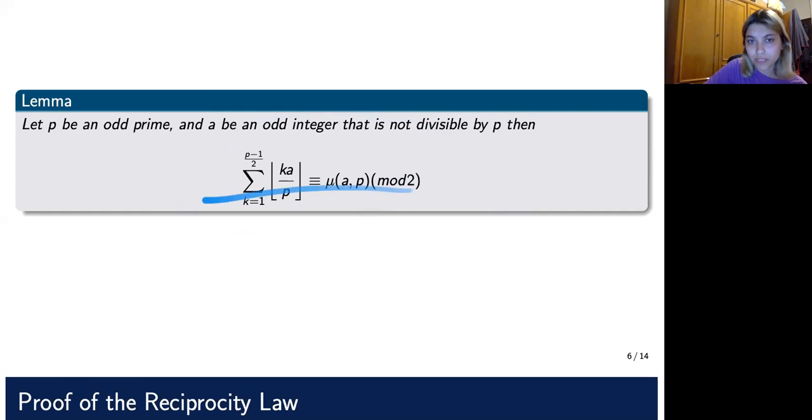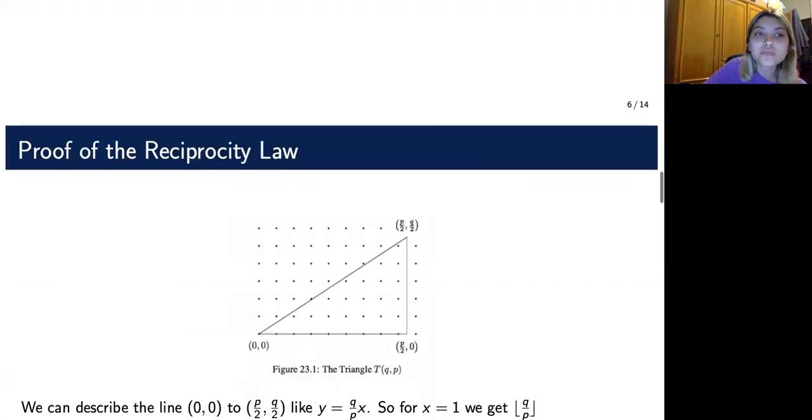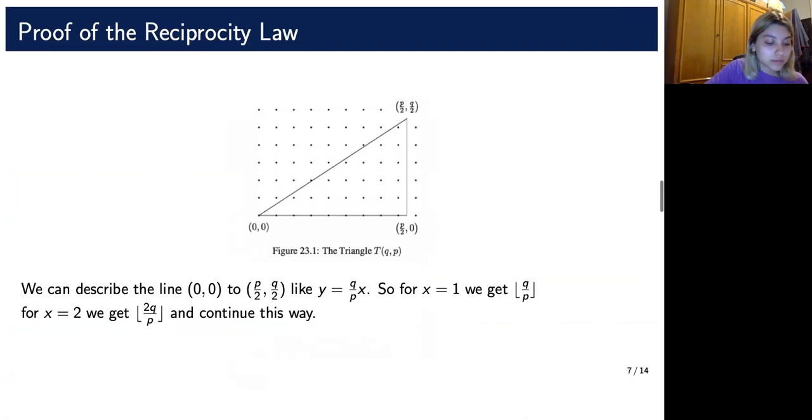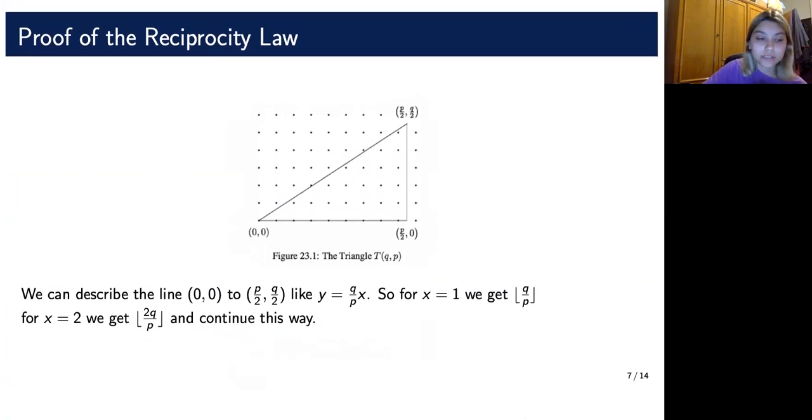Take this lemma for the proof. Then we have introduced all the tools needed to prove quadratic reciprocity, and we are going to use a little geometry for the proof. Let P and Q be odd primes, and we consider the triangle T in the Cartesian plane, and we will find the points inside the triangle whose coordinates are integers. When we look at this, we can just compute the points whose coordinates are integers.